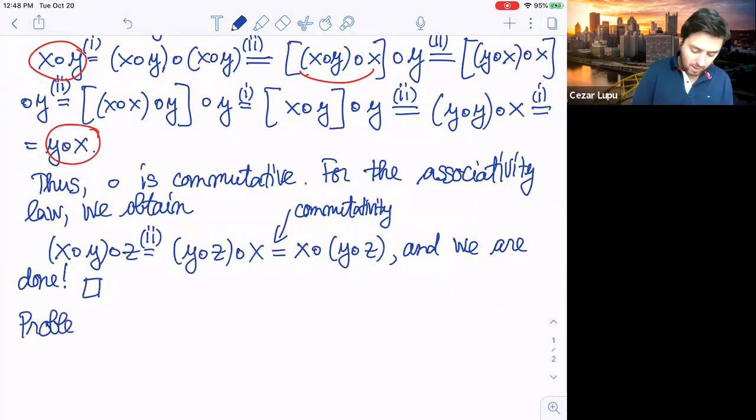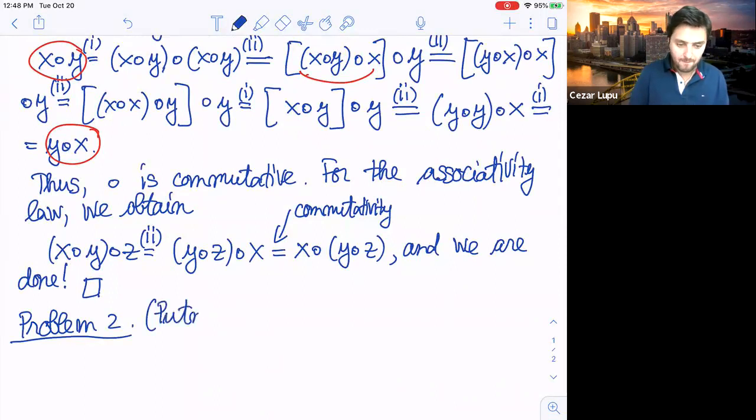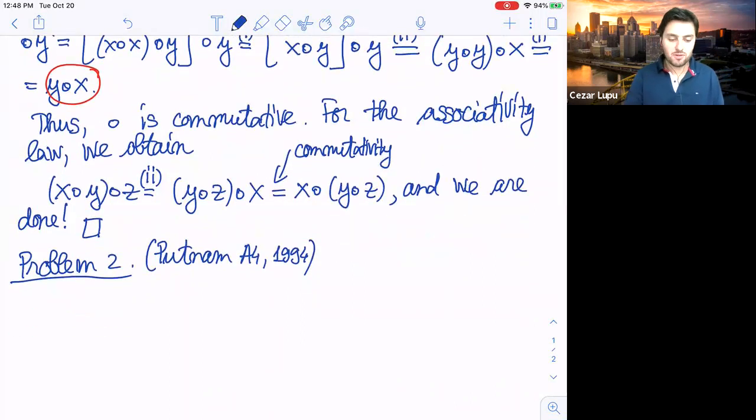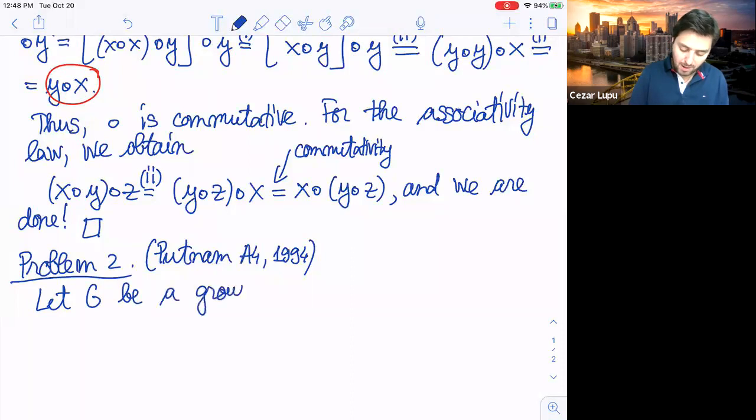Now the second one that I have in mind, problem 2, this was a Putnam A4, 1994. And you will see it will be a similar problem in nature. And it says the following. Let me state it first. Let G be a group. And this time, Aaron, since you asked about the identity, I say this is a group with identity E.